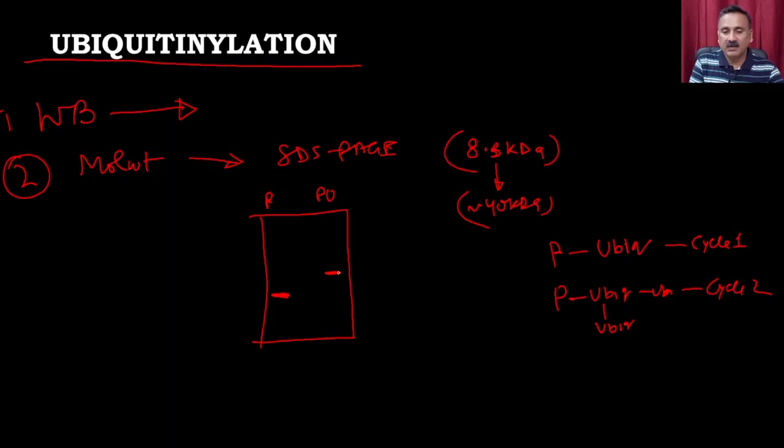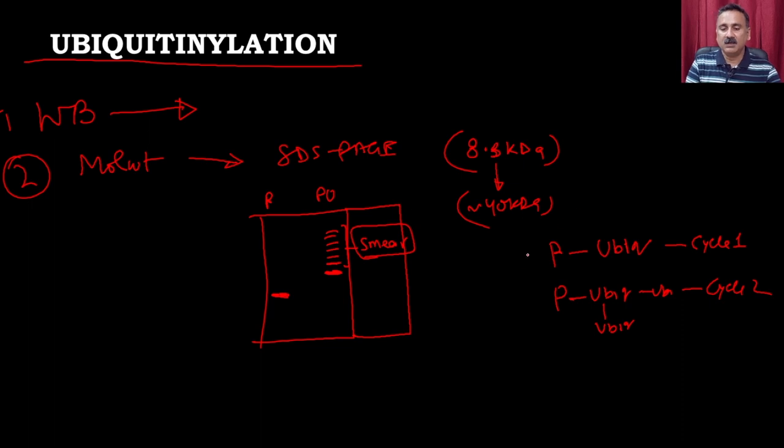So that is why you are not going to get a single band, you are going to get a band here, then band here, band here, band here, band here. So it is going to show you a ladder kind of pattern, or I will say it is going to show you a smear. So if you are getting a smear, then that means that it is going to be ubiquitinations. Now, how are you going to do the confirmation experiment?